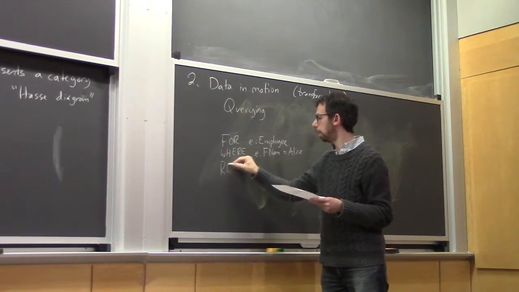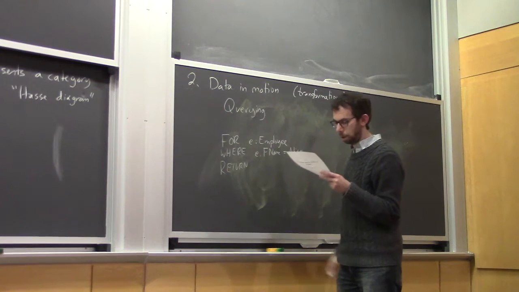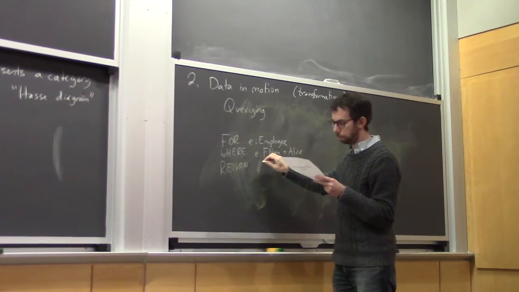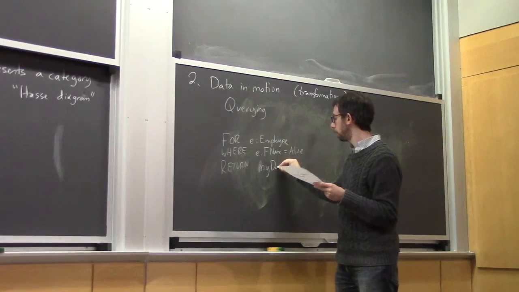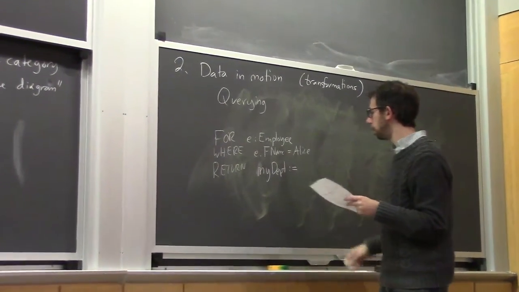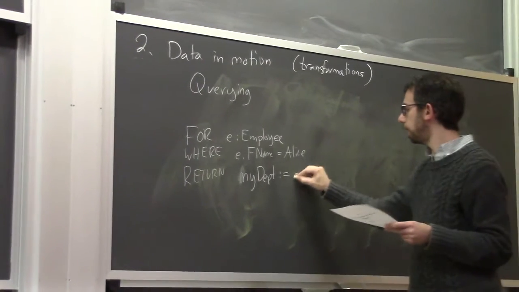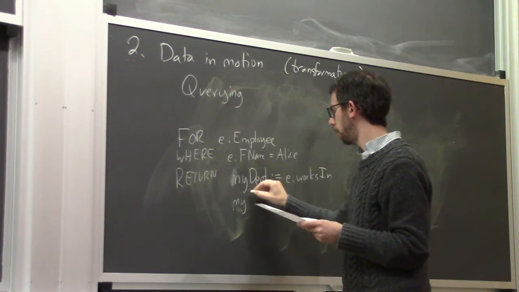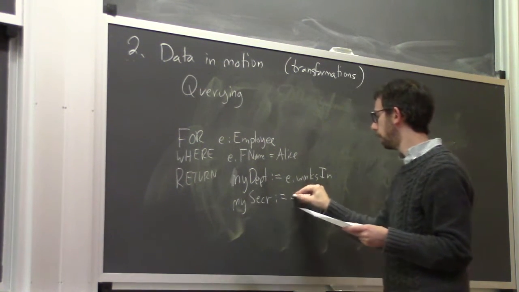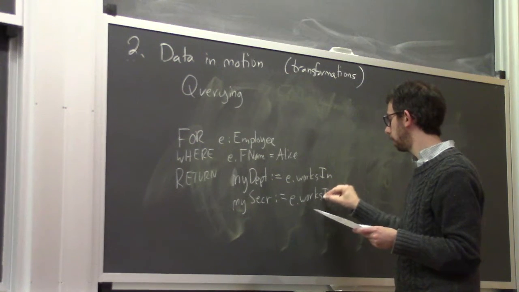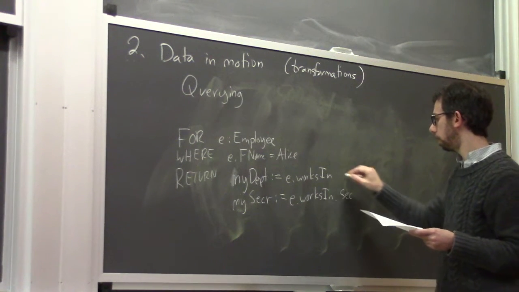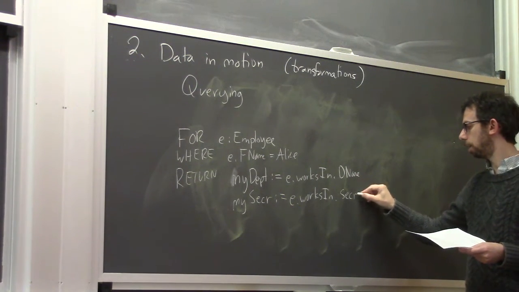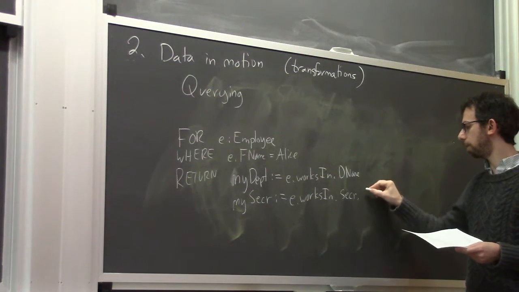Alice wants to know E.WorksOn. Let's say she wants to know my dept. You could assign these column names if you want. It would be E.WorksOn and my secretary. Who is my secretary? It's the secretary of the department I work in. I want to know the name of my department, and I want to know the secretary of my department, and I want to know their first name.